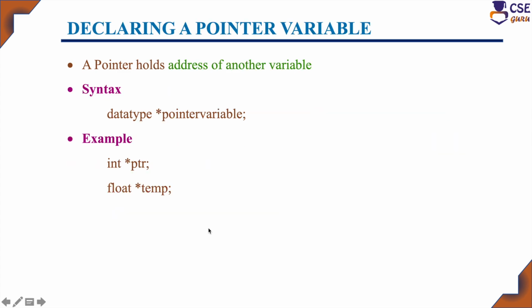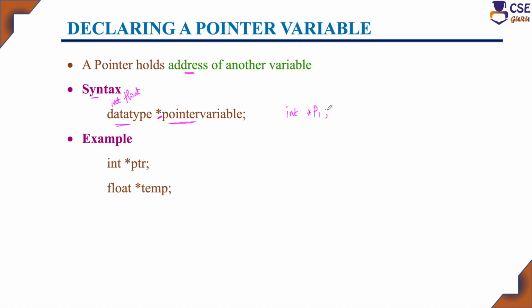Next, how to declare a pointer variable. A pointer variable will hold the address of another variable. The syntax is: data type, which may be int, float, double, etc., and then star, then the pointer variable name. You can give any variable name. The rules for naming a variable hold here also. All the rules hold for a pointer variable also. But this indirection operator has to be used along with the variable declaration. That is the meaning. For example, int *p1.